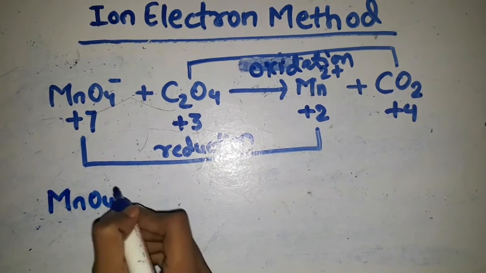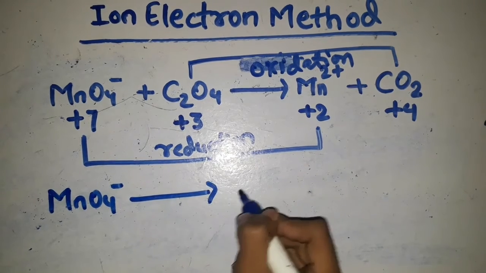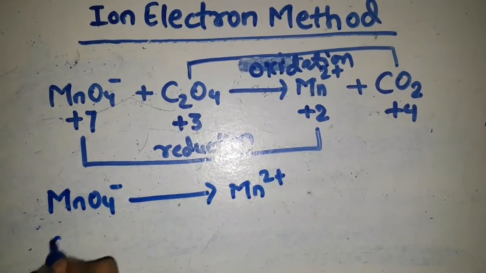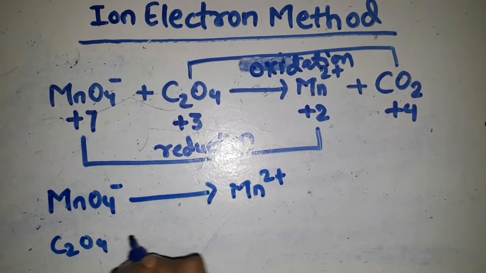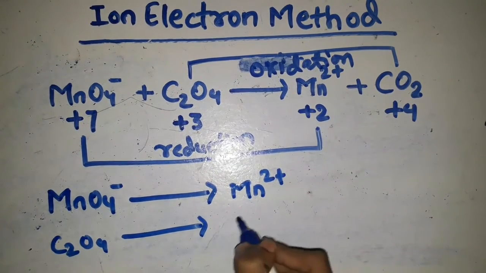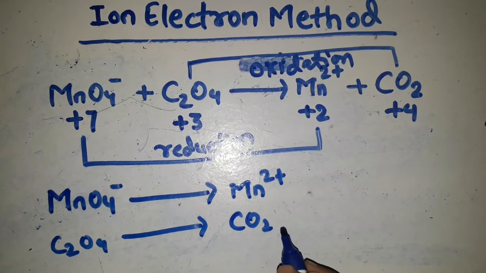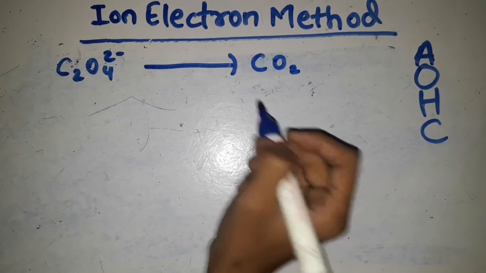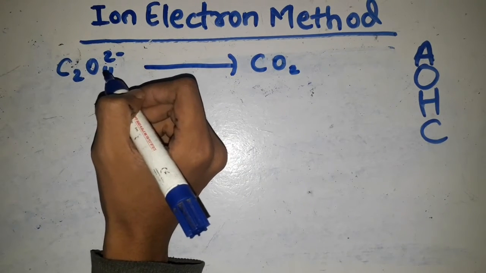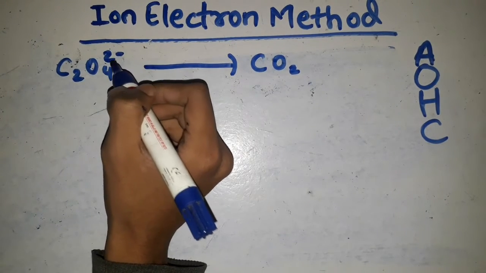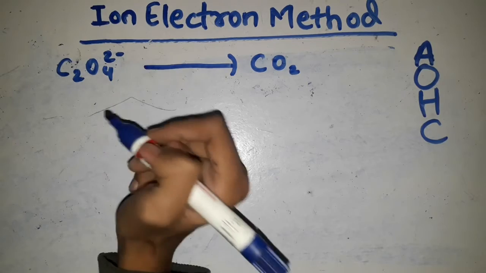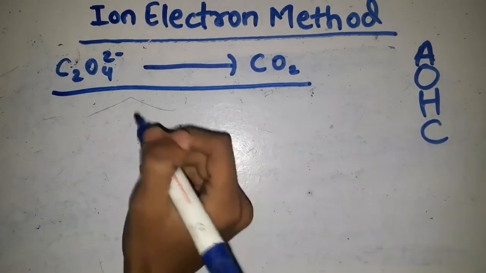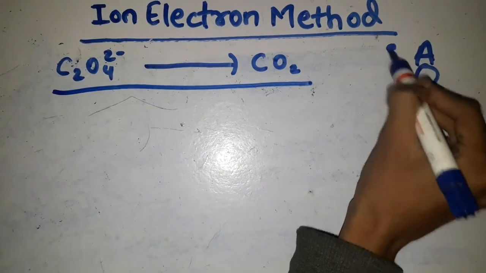So we will write MnO4 minus gives Mn2 plus, and C2O4 gives CO2. Actually, there was a mistake in the previous section: C2O4 also has a charge of 2 minus. So we will correct it here. Now we have written our first half reaction. Now we will see the AOHC.